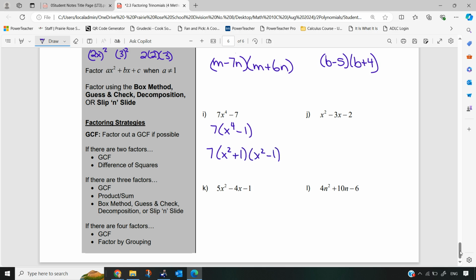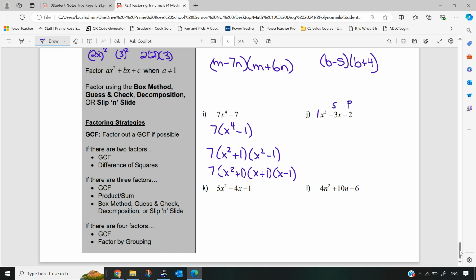Now I check to see if I can factor any further. X squared plus 1 is not factorable. It's a sum of squares. I can't factor that, but x squared minus 1 is a difference of squares, so I can continue factoring. The square root of x squared is x, so I'm going to have x plus 1 and x minus 1.